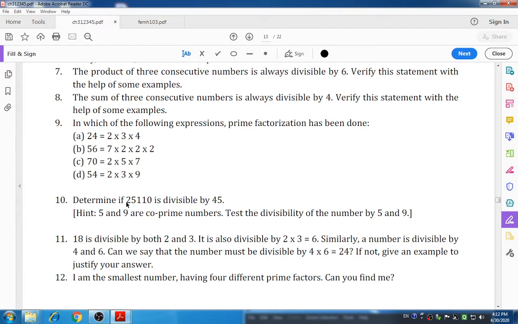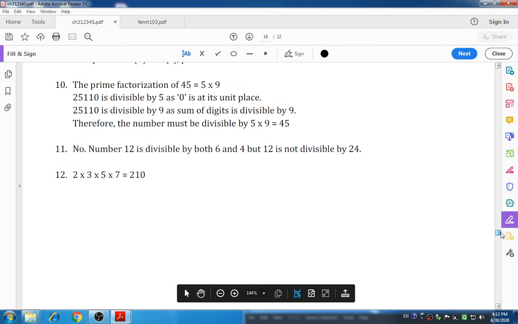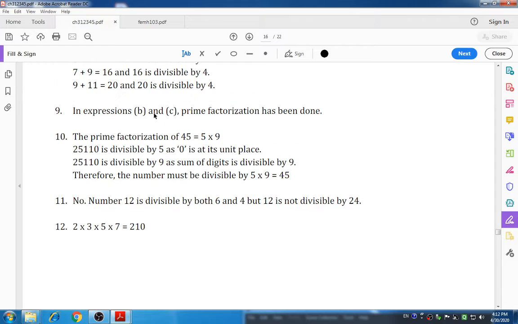The 10th question is to determine whether 25,110 is divisible by 45. Look at here how we can solve this. The prime factorization of 45 is 5 into 9. So 25,110 is divisible by 5 as 0 is at its unit place, and it is also divisible by 9 because the sum of its digits is divisible by 9. So 5 nines are 45, so it is divisible by 45 also.